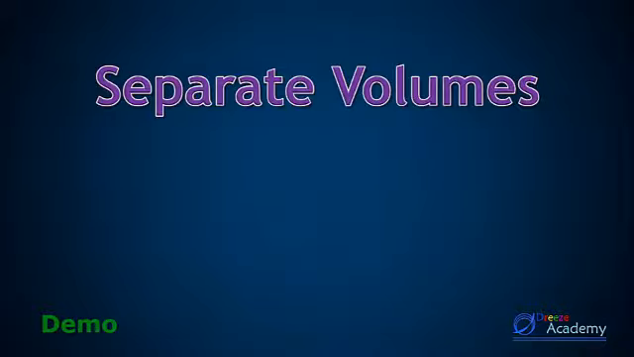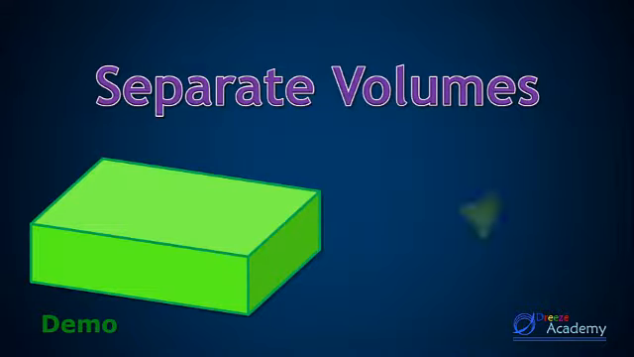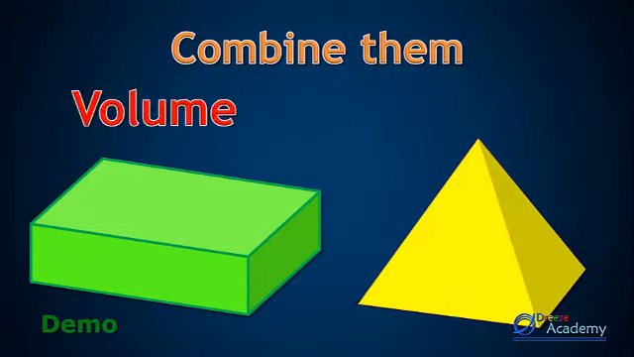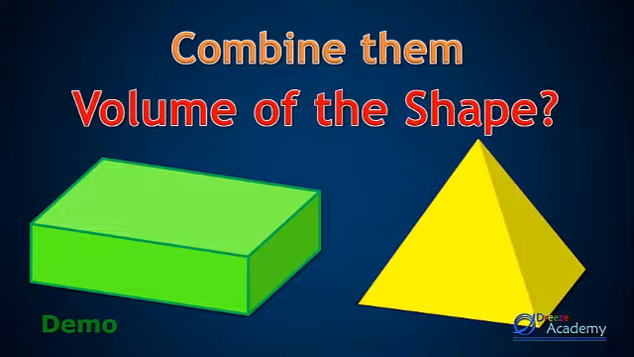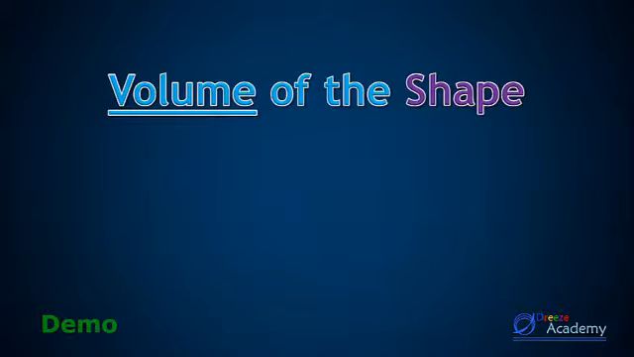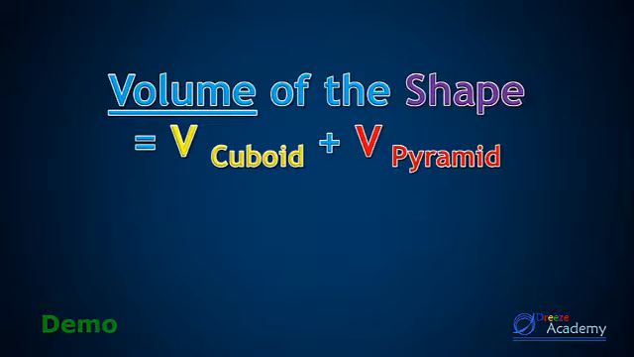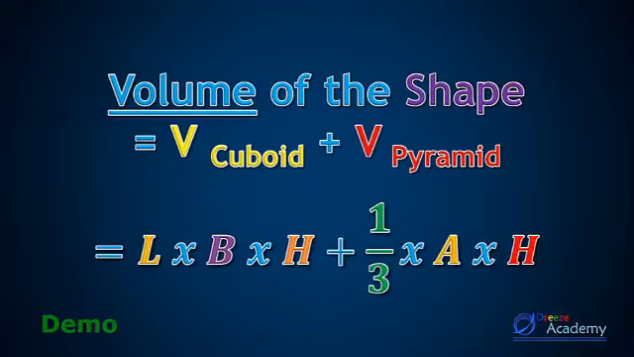Now, can we solve the separate volumes of both the cuboid and the pyramid and then combine them to get the volume of the shape? That's right. And since we know that the combined volume of both PlayStation and pyramid is the required volume of the shape, it therefore follows that the volume of the shape is equal to volume of cuboid plus volume of pyramid. This is equal to length times breadth times height plus 1/3 times base area times height.